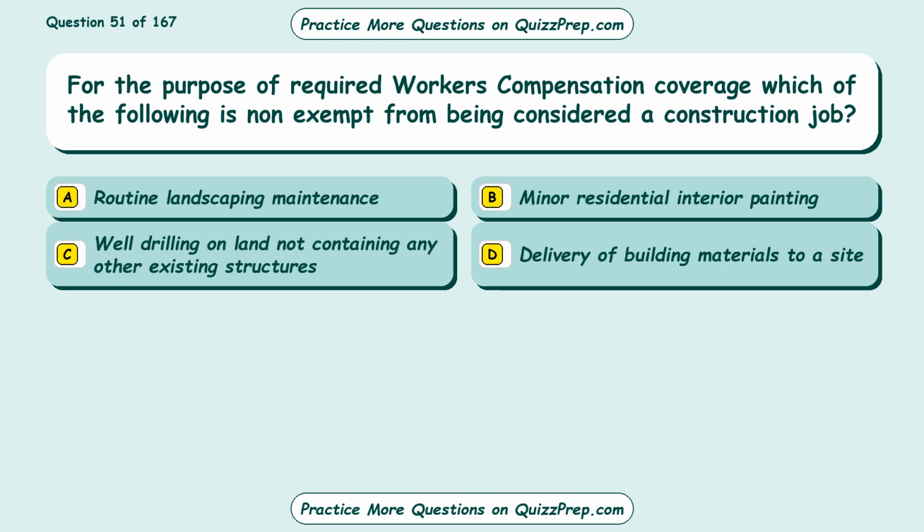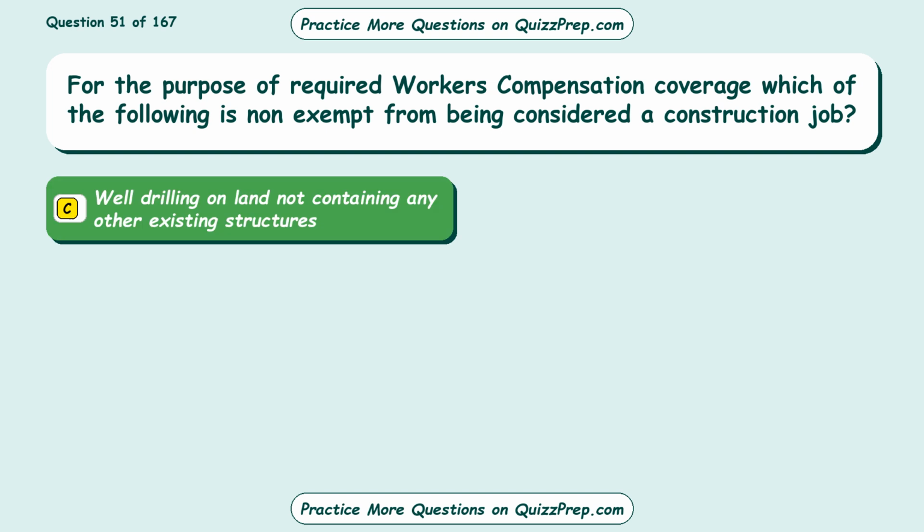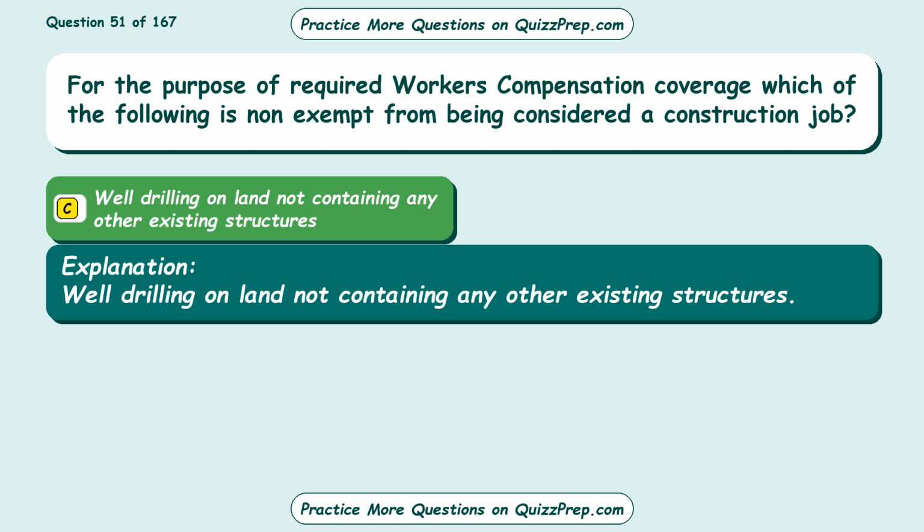Question 51. For the purpose of required workers' compensation coverage, which of the following is non-exempt from being considered a construction job? Option A, routine landscaping maintenance. Option B, minor residential interior painting. Option C, well drilling on land not containing any other existing structures. Option D, delivery of building materials to a site. The correct answer is option C, well drilling on land not containing any other existing structures.